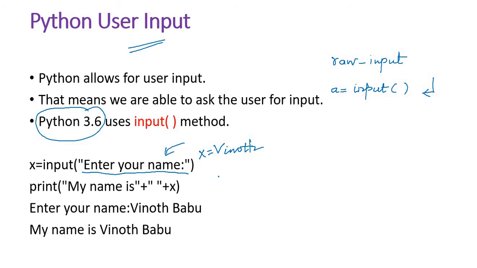It's a string basically. Then the program prints "my name is", then plus, which will concatenate, it will add the strings. Within double quotes I'm just giving a space, plus x, so it will display. When I execute this program, it will ask "enter your name". I'm going to give Vinod Babu, so it will display "my name is", then a space, Vinod Babu. So this is the user defined input.